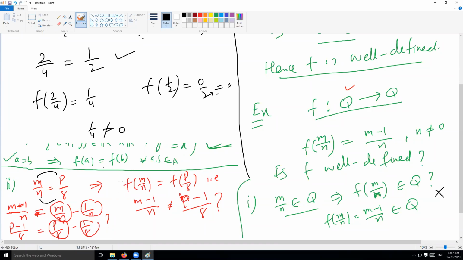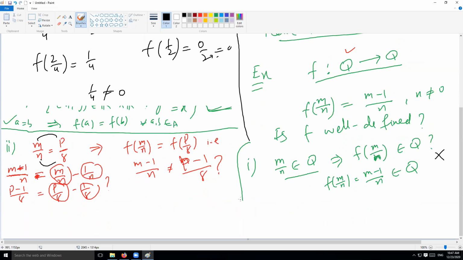And f of 2 over 4 by definition is 2 minus 1 over 4, which is 1 over 4. And f of 1 over 2 by definition is 0 over 2, so it must be equal to 0. All right. So this is not well defined. If you want to make it well defined, what changes should I make in the definition so that this definition is correct?